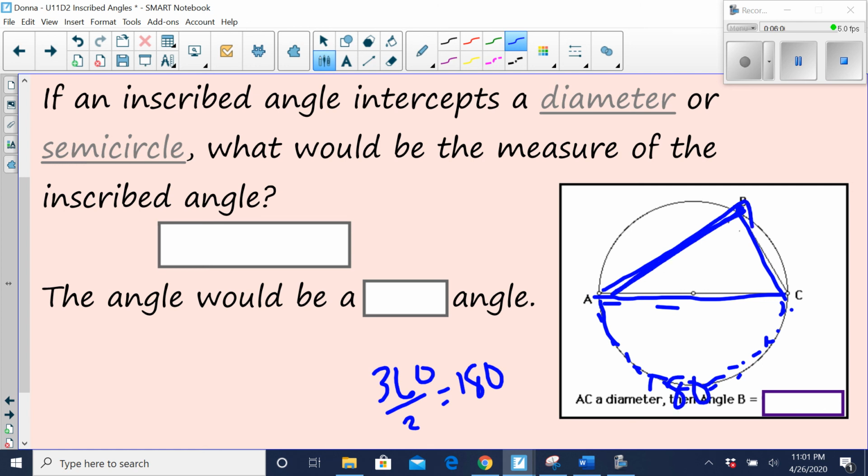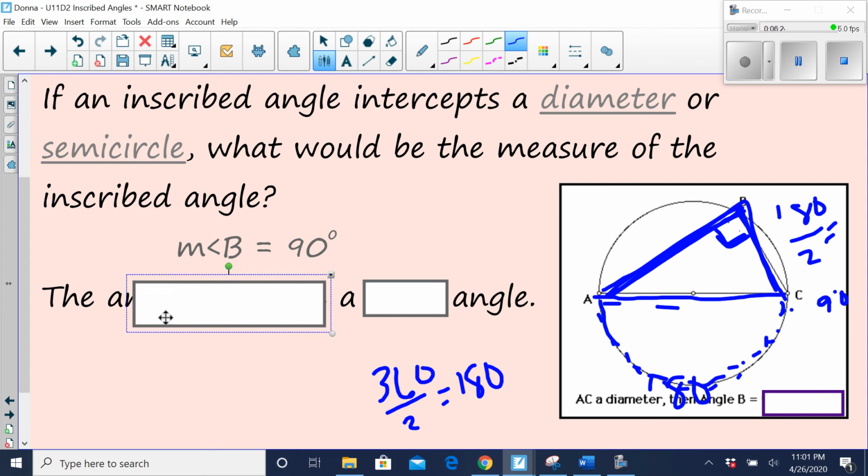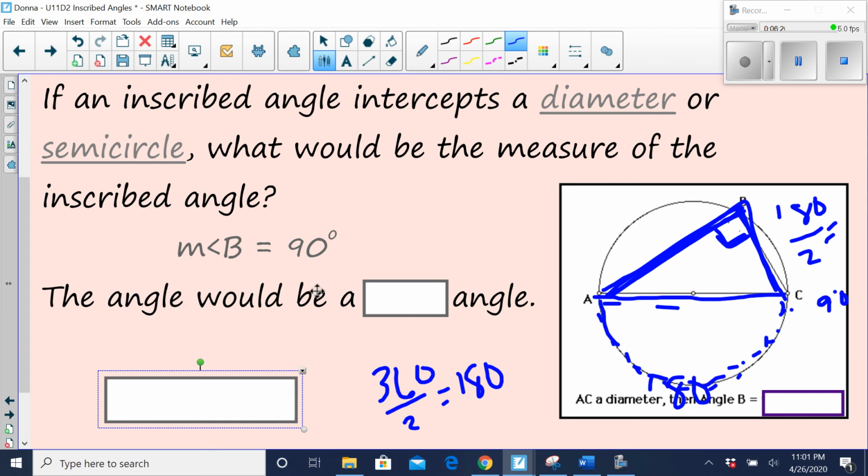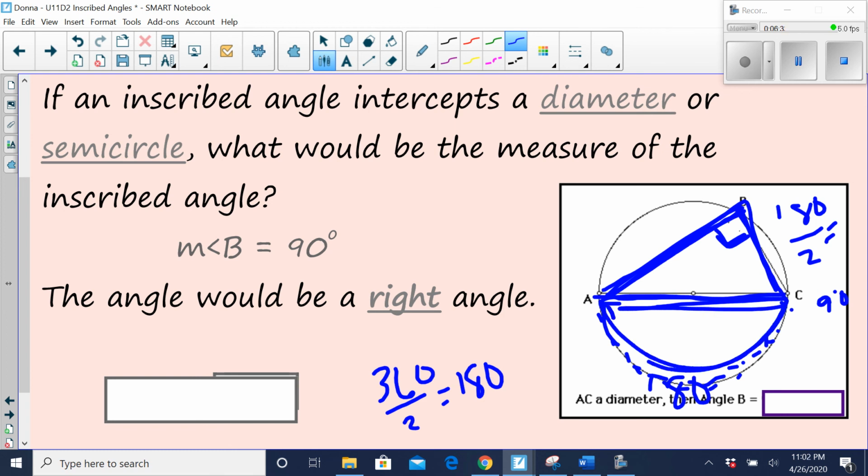Now, if this angle opens up to 180, what will be the measure of this angle? 180 divided by 2 gives me 90. So this angle will be 90 degrees. Okay? It says, what would be the measure of the inscribed angle? Well, we just said it would be 90 degrees. The angle would technically be a right angle. So if it opens up to the diameter, or if it opens up to half of a circle, it has to be a right angle.